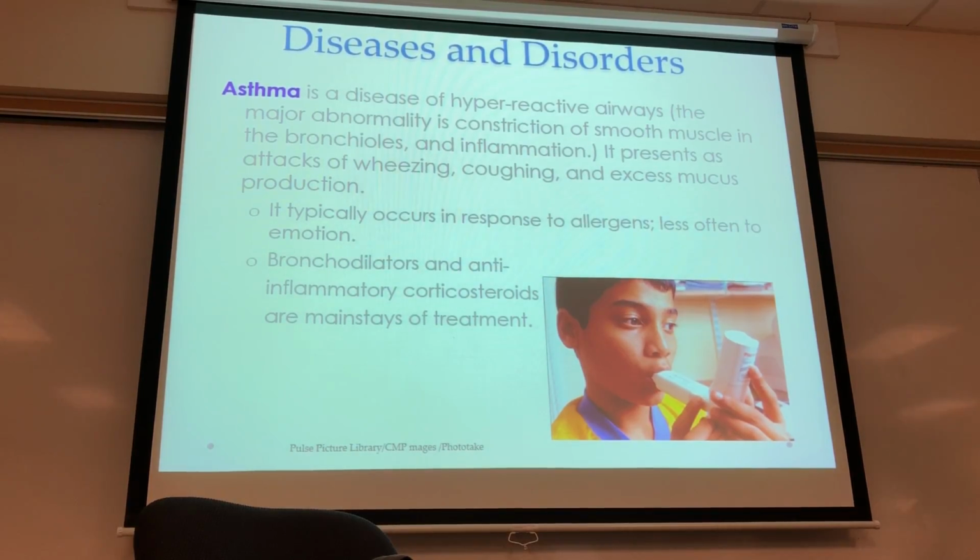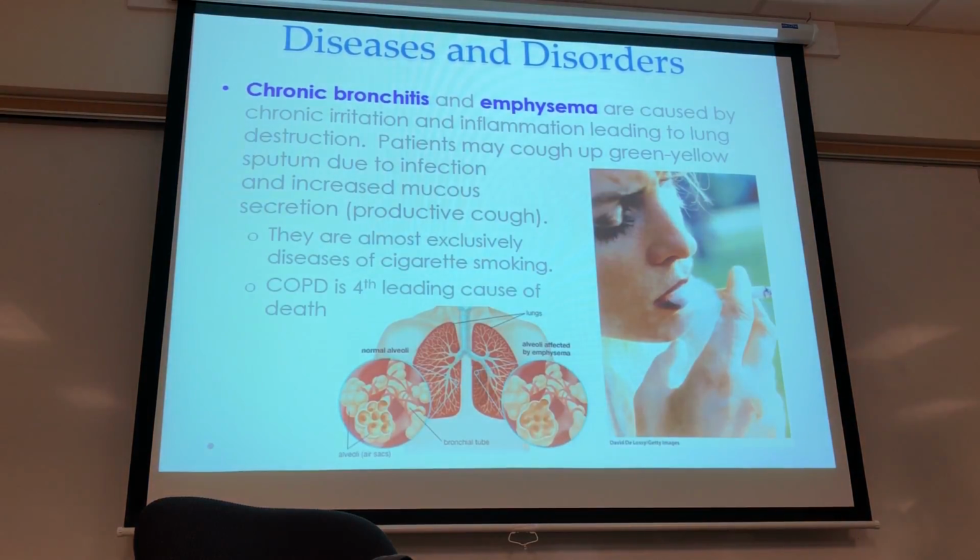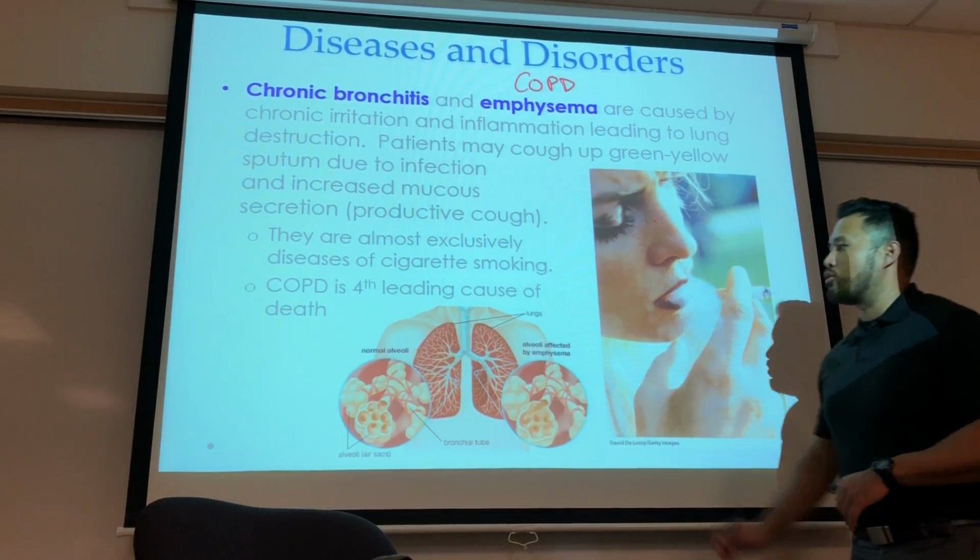we talked about Advair. Chronic bronchitis and emphysema both fall under the disease umbrella called COPD. That's chronic obstructive pulmonary disorder. And almost all cases of COPD are due to cigarette smoking. Okay. So it is the fourth leading cause of death. Number one being ischemic heart disease. Number two being some sort of infectious disease. Number three being all cancers. And then the fourth being COPD, a leading cause of death due to smoking.